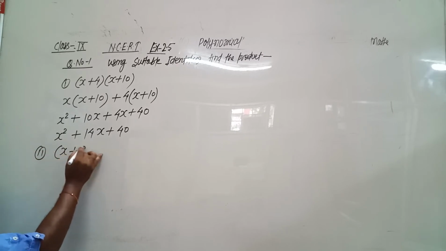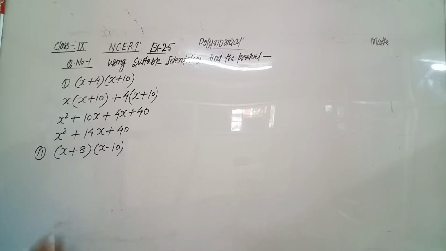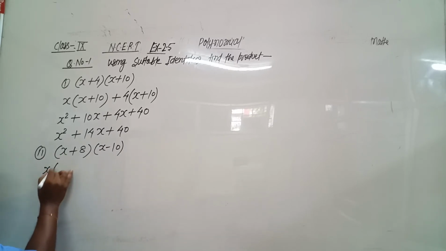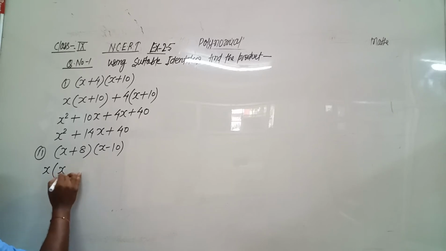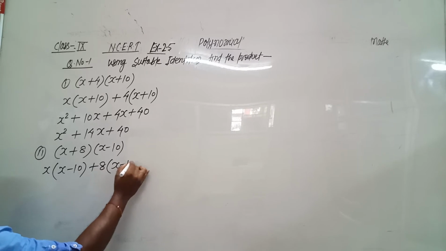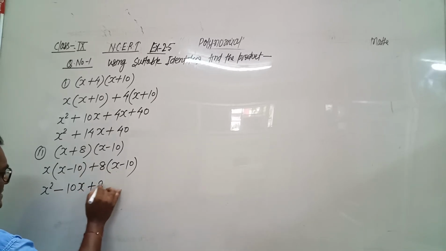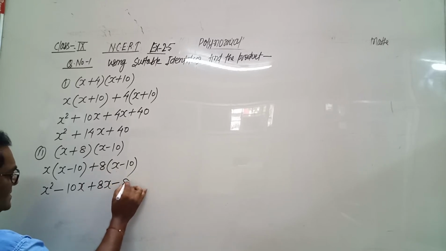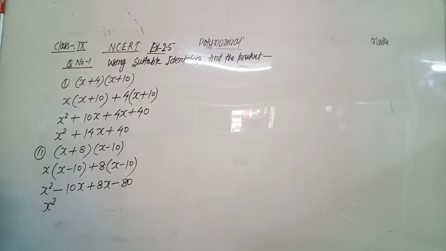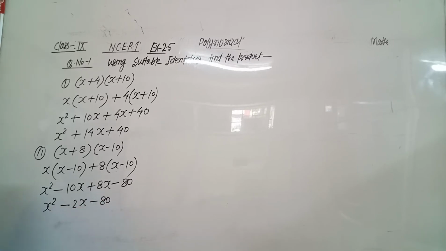The second is x plus 8 and x minus 10. This is a similar question. We will write the first term of the first bracket and the second bracket as it is. The second term of the first bracket and the second bracket as it is. So x into x, x square, plus minus 10 into x, minus 10x, plus 8 into x, 8x, and plus 8 into minus 10, minus 80. So we get x square minus 10x plus 8x, minus 2x, and minus 80.